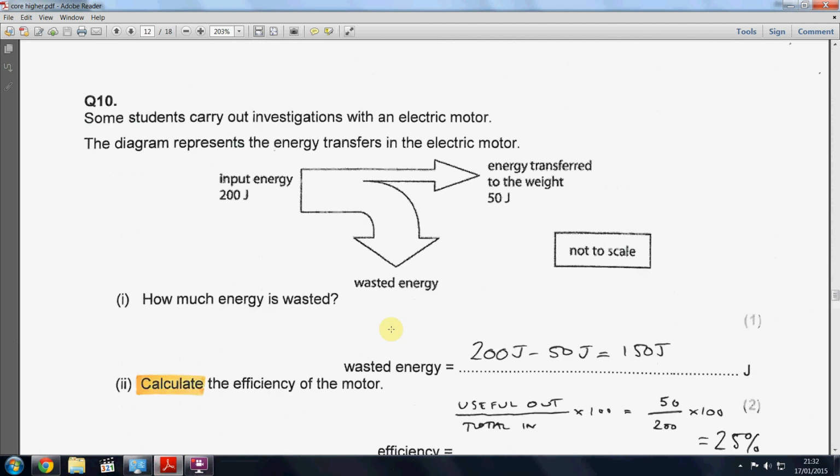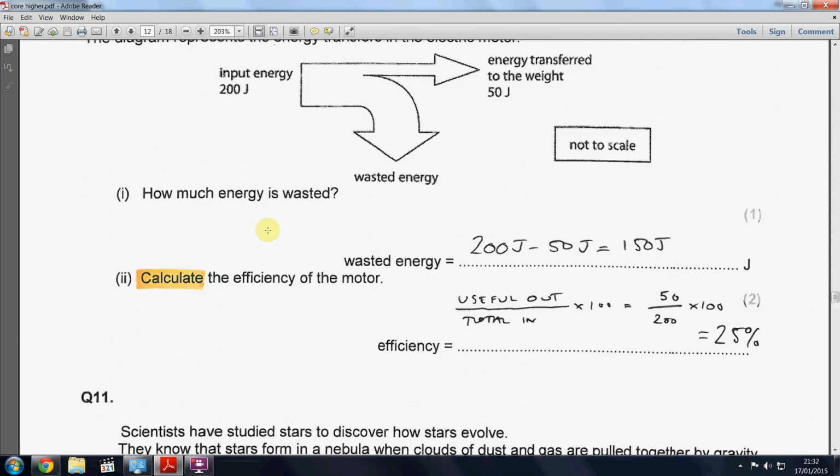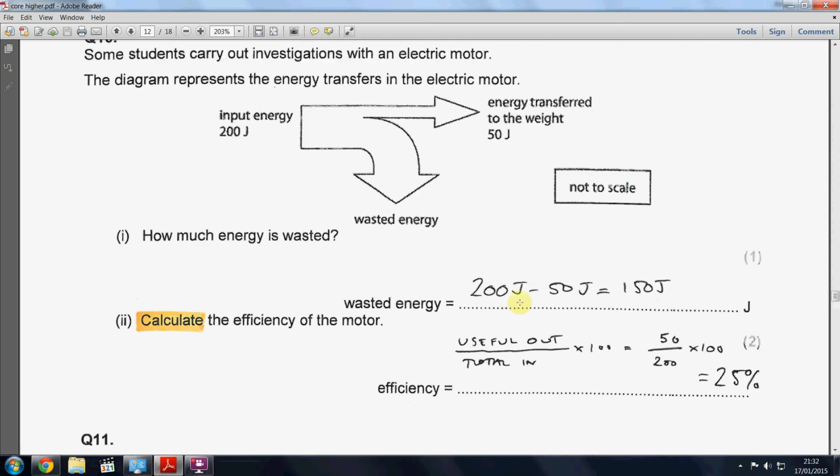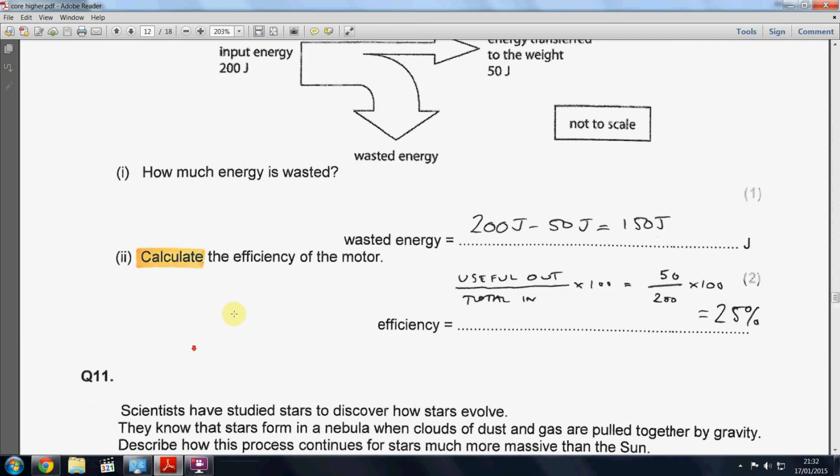Okay, so we're on to some physics then. So we're carrying out investigations with an electric motor, and we've got a diagram. You might remember these are Sankey diagrams showing the energy transfers, and it's pretty straightforward. Whatever goes in on here, so we've got 200 going in, we must be able to account for that coming out on the other side, because energy can't be made or destroyed. So, how much energy is wasted? We're told that 50 joules isn't wasted, and we put 200 in, and so it's pretty obvious, but I've written down the full calculation. 200 in minus 50 out leaves 150, and that all must be the wasted energy. So that's the answer to that one.